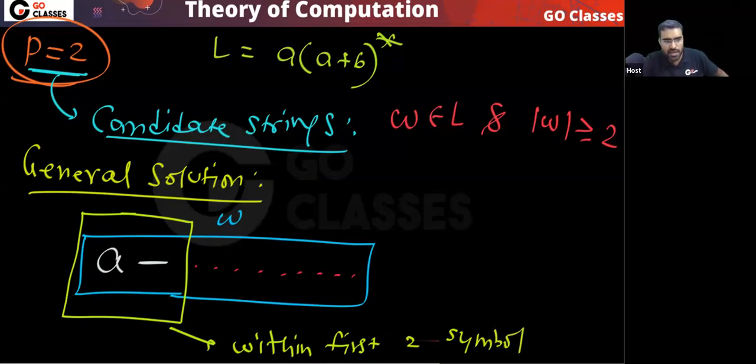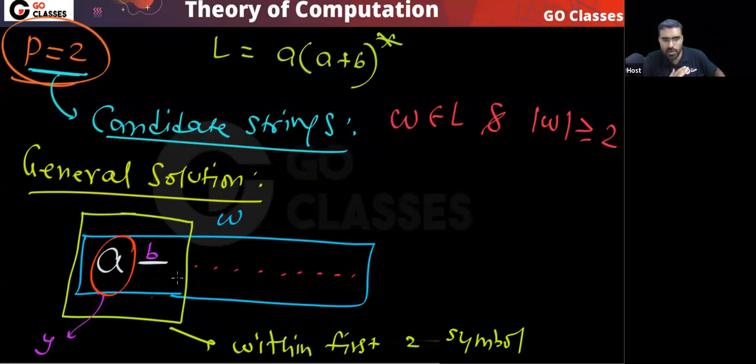Please tell me, can I guarantee that this y will definitely work for every string? Can I say this y will work for every string? No. For example, if you take b here, then this y will not work. Yes or no? If you take the second symbol equal to b, this y will not work.